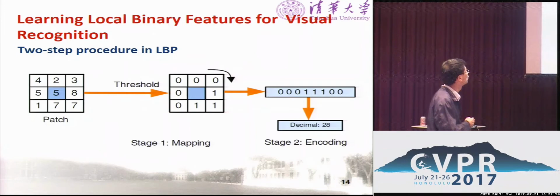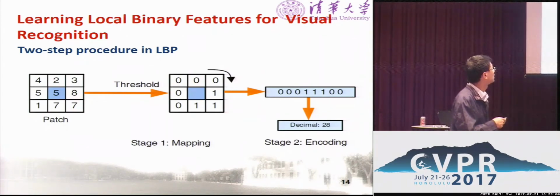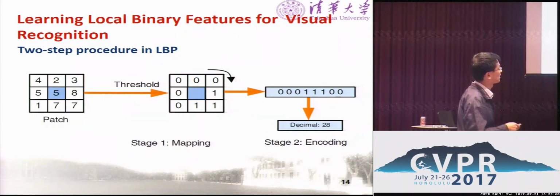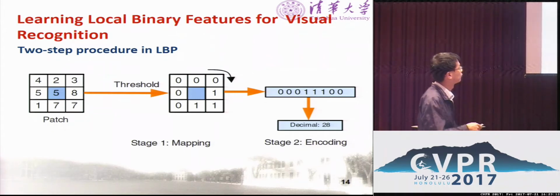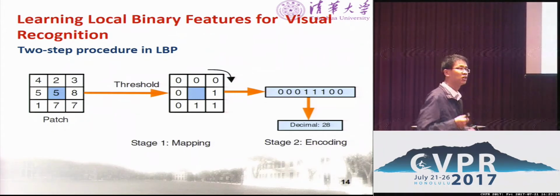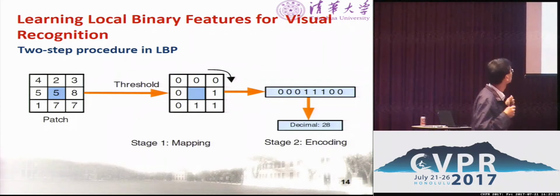We can compute the difference between these elements and the central element. After that, we can do the thresholding. We can get 0001 or something like this. And then we can do a feature encoding. We can get a number for this local patch. We consider this as a two-step procedure.